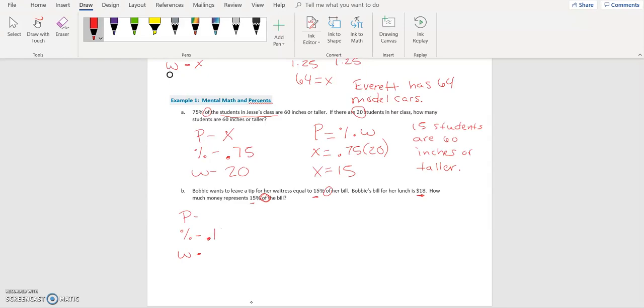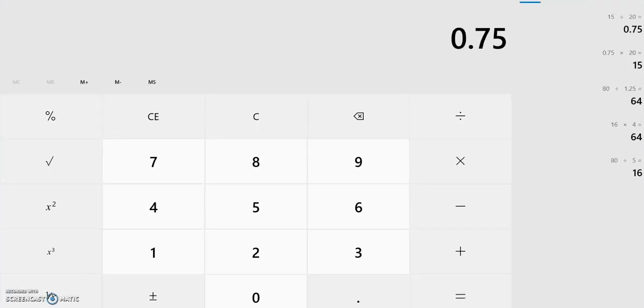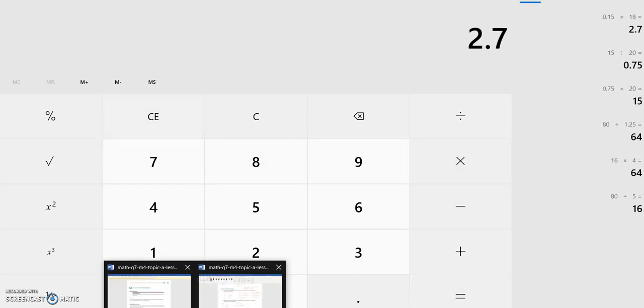So there's the percent of. Of is our whole, of the bill. So the bill was 18. And so P is going to be our X. So part is equal to percent times the whole. The part is X. The percent is 0.15. And then the whole is 18. So 0.15 times 18 equals 2.7.